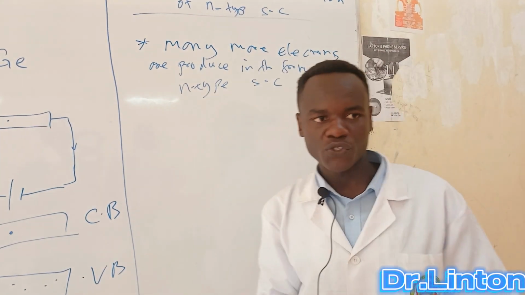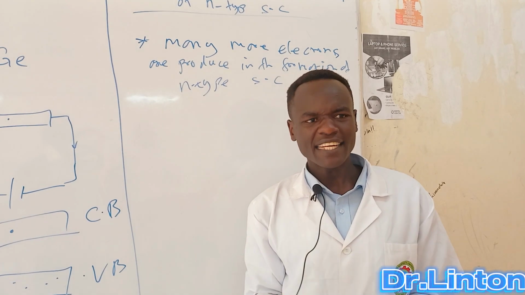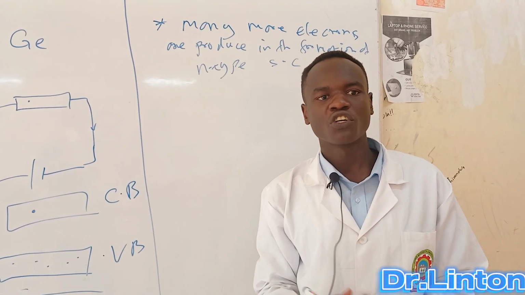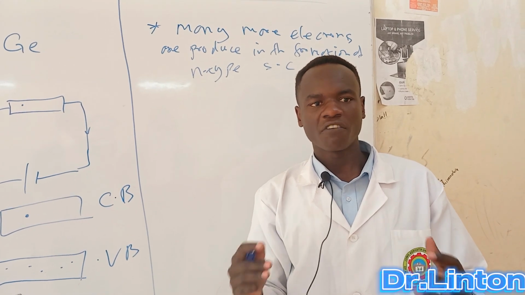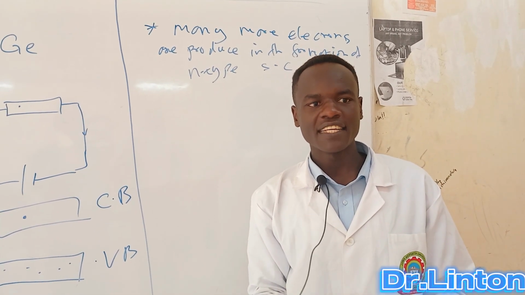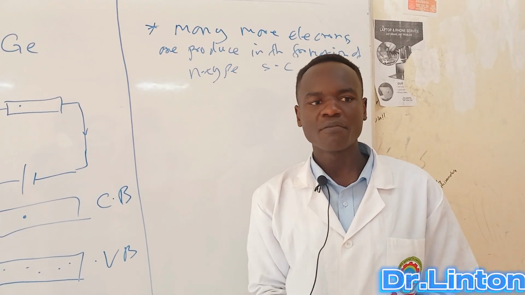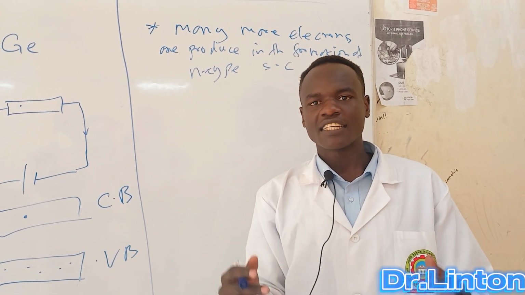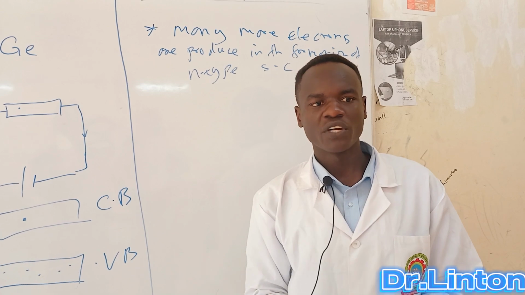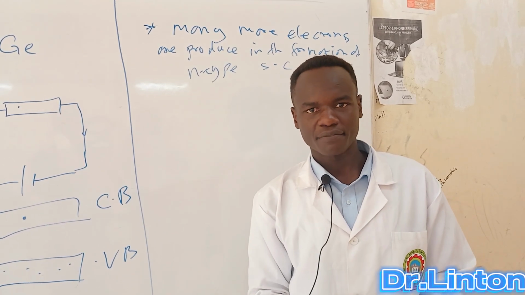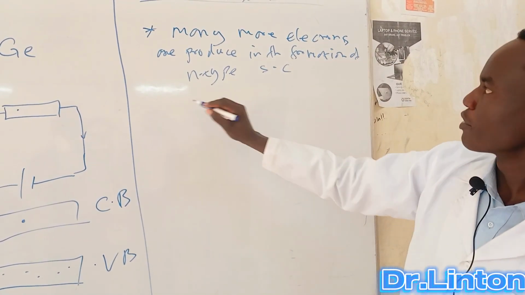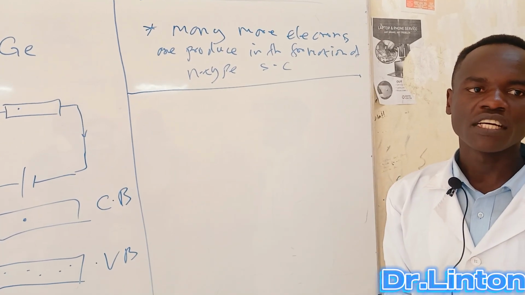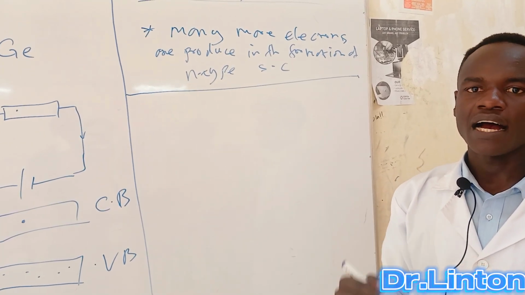Also, we note that thermal energy of room temperature still generates a few hole-electron pairs. However, the number of electrons provided by the pentavalent impurity exceeds the number of holes. It is due to this predominance of electrons that the resulting crystal is known as n-type semiconductor. That is n-type semiconductor.